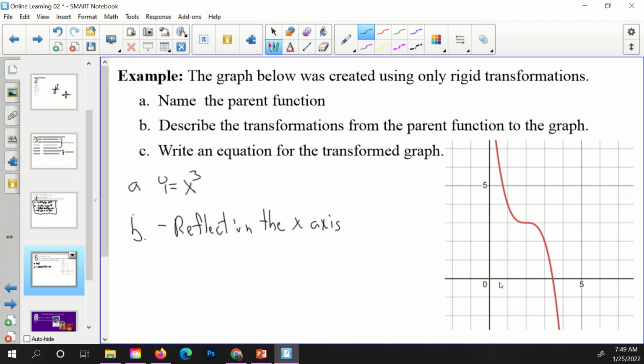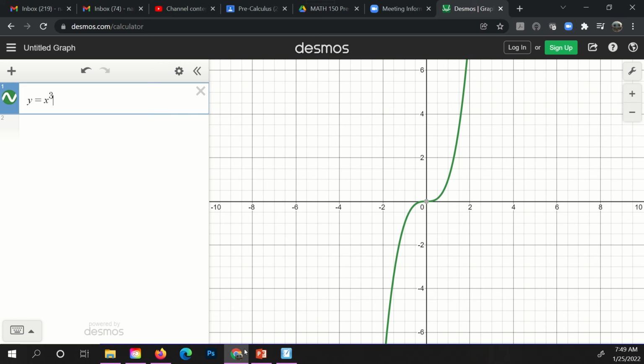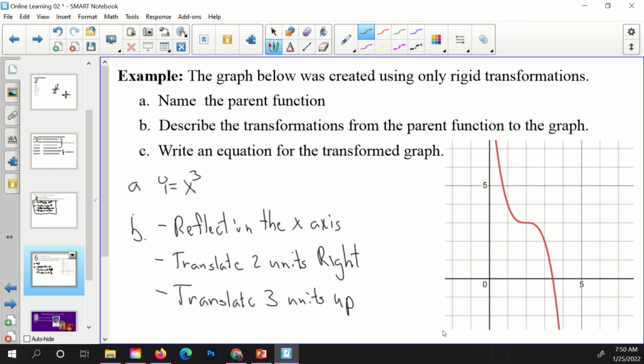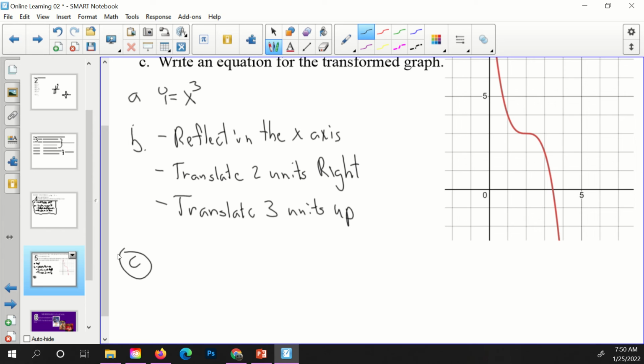It looks like I'm translating, and again, I'm just going to look at this 0, 0 point because it's an easy point to translate. And it looks like it has been translated to this point right here, which would be 1, 2 units to the right and 1, 2, 3 units up. So we're going to say translate 2 units right, and we're going to also translate 3 units up.